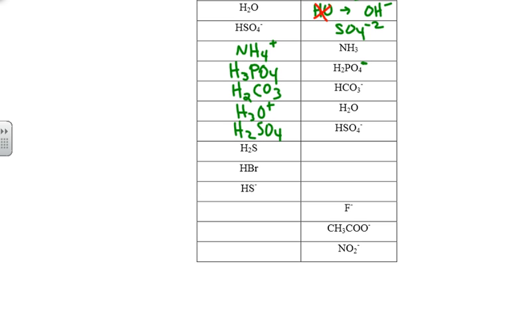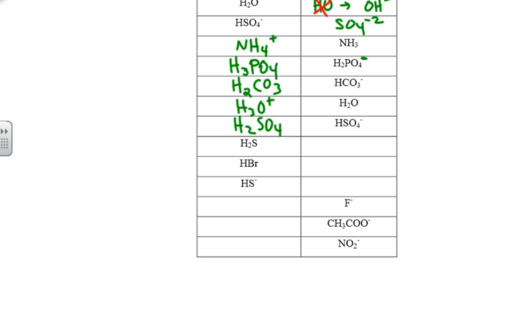All right, looking at the remaining part of this chart. Hopefully you're able to do these on your own. Take a moment to pause, try them, and then come back and take a look at the answers. If we're looking at the answers, H2S is the conjugate acid. It's going to lose a hydrogen to become HS -1. HBr will have the conjugate base of the bromide ion, Br -1. And HS -1 will become a conjugate base of S -2.